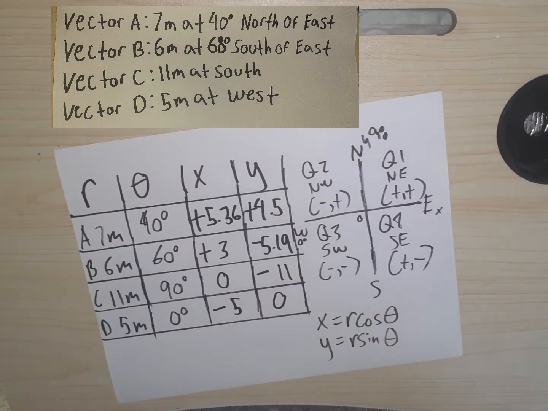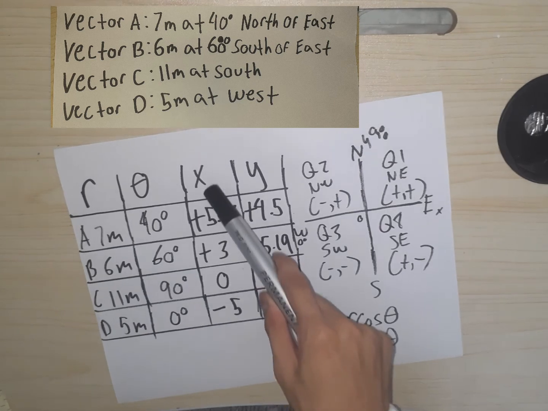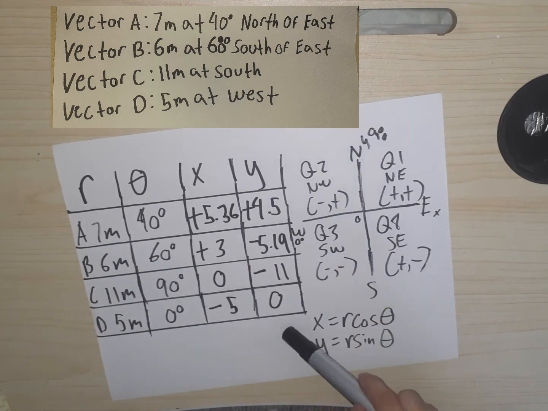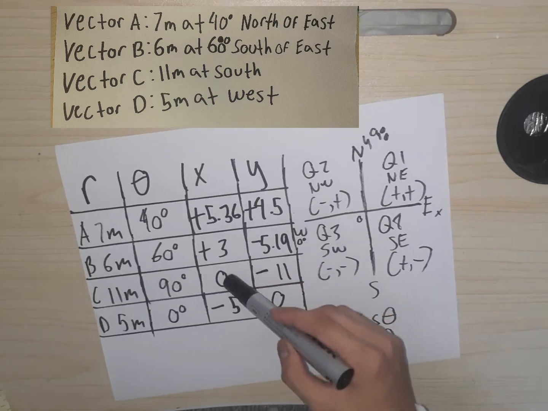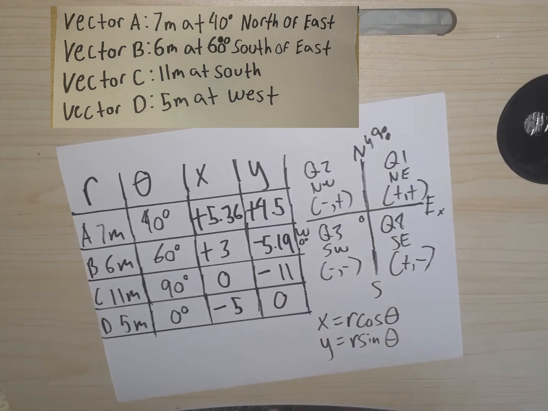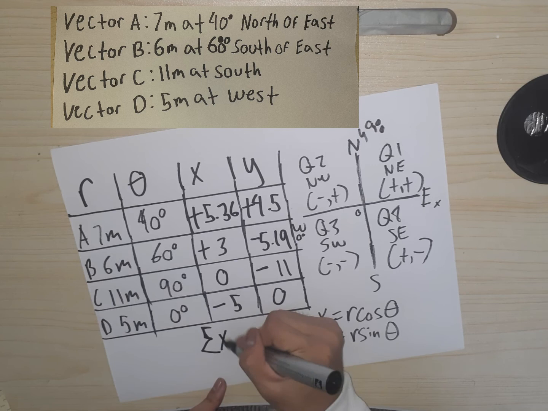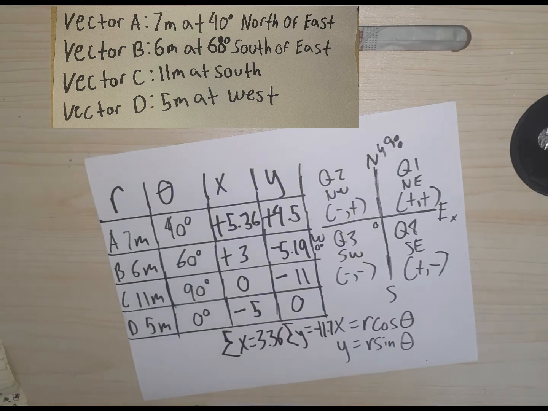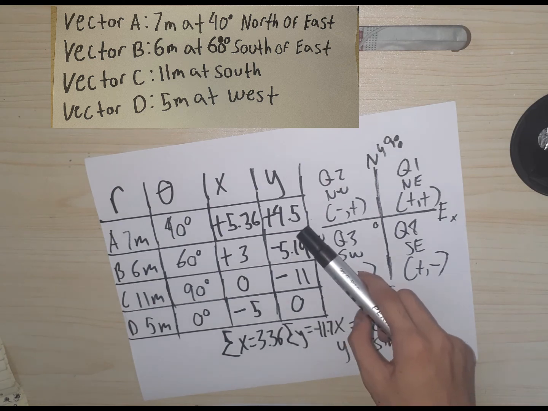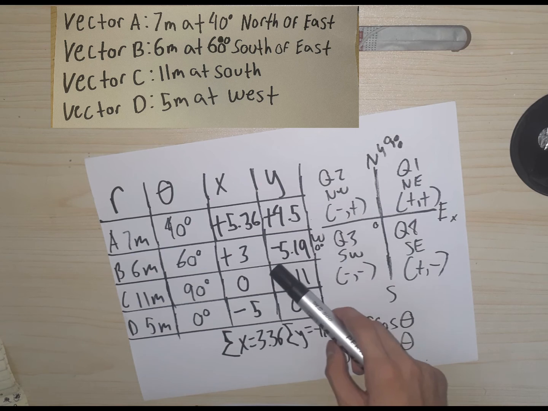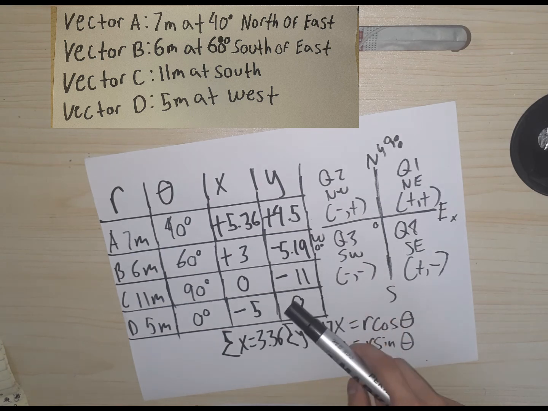And after that, now we're gonna get the resultant of the x component and y component. We're just gonna add them. So it's 5.36 plus 3 plus 0 minus 5, and it's 3.36. And for our y, it's 4.5 minus 5.19 minus 11 plus 0, and it's negative 11.7.